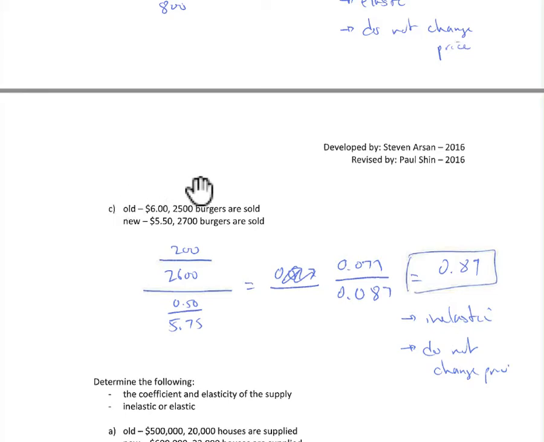At $6, 2,500 burgers are sold. At $5.50, 2,700 burgers are sold. So the difference in burgers, 200. The average burger is 2,600. The difference in price, 50 cents. The average price, $5.75. Change in quantity is less than change in price. Therefore, it is inelastic and do not change your price.